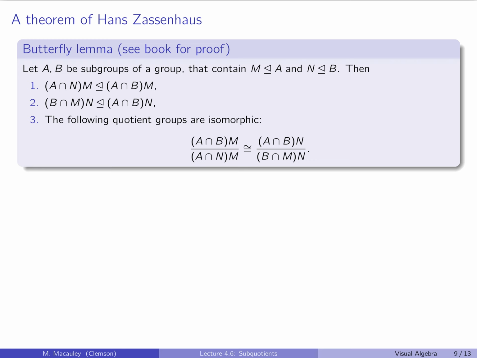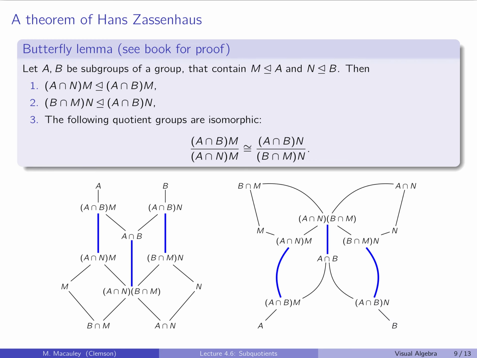So why am I showing this to you? Well, partially for amusement. I'm not going to go through and try to explain what this means, but I will show you a picture. And this should make it clear both what it means and also why it's called the butterfly lemma. So this is a subgroup lattice, and it just says that if you have groups A and B, notice how they intersect here, and you have M and N, which are normal in A and B. So notice how this group here is A intersect N, or let's see, so A intersect N is down here, and that times M is up here. This group is B intersect M.